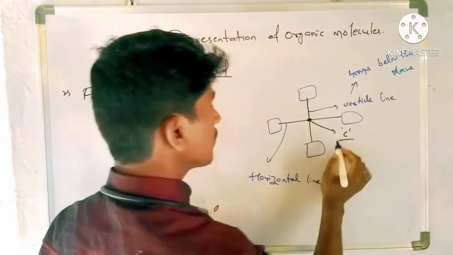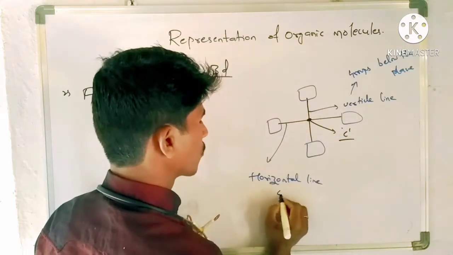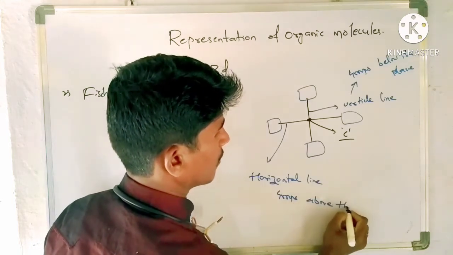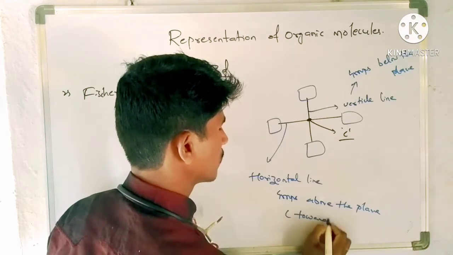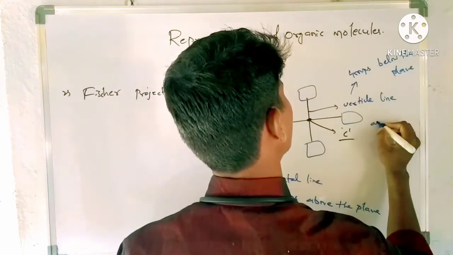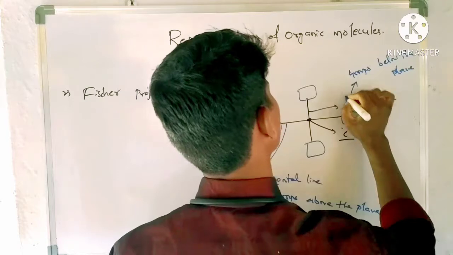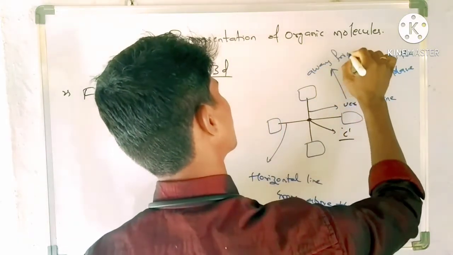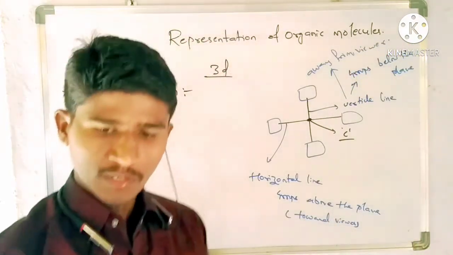On the horizontal line we have to represent groups above the plane, nothing but towards the viewer. Now this is away from the viewer. On the vertical line we have to represent groups away from the viewer. Okay.